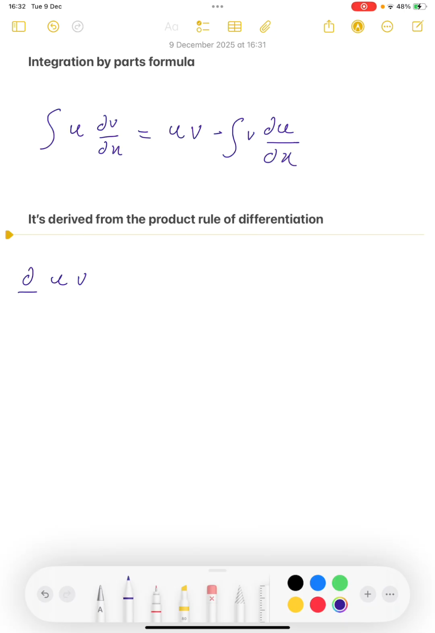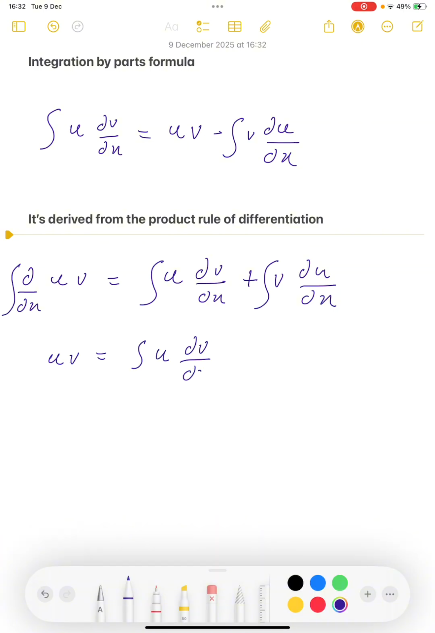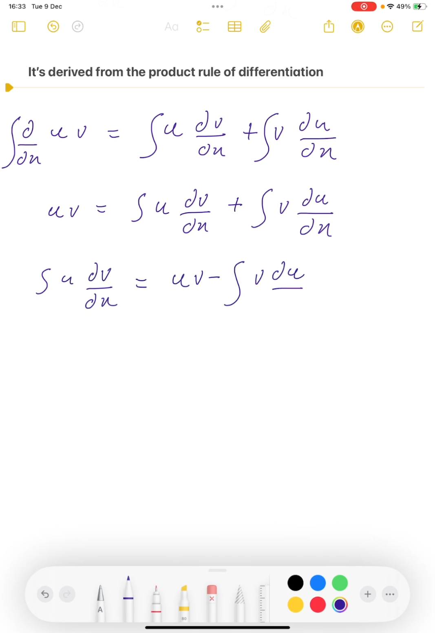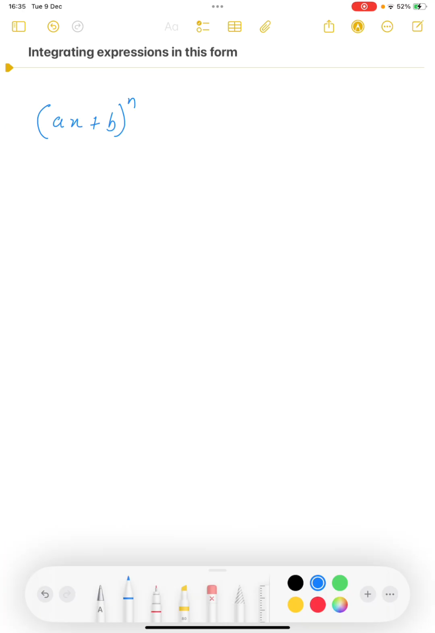So, there's a formula for integration by parts, which is derived from the product rule of differentiation. Additionally, we need to integrate terms in this form. Once again, there's a formula for this, which is again derived from differentiation.